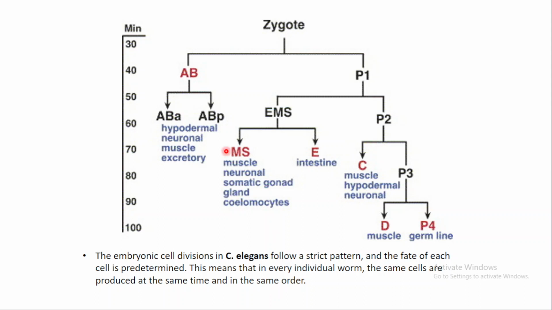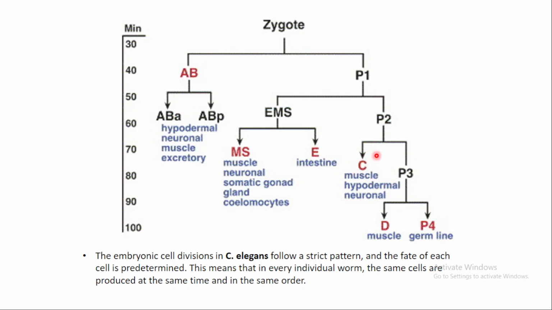The zygote will first asymmetrically divide into AB and P1. AB will form ABA and ABP. ABA and ABP will form the hypodermal, neuronal, muscle, and excretory systems, while P1 further undergoes asymmetric division to give EMS and P2. EMS will give rise to muscle and E for intestine. P2 will give rise to C and P3.